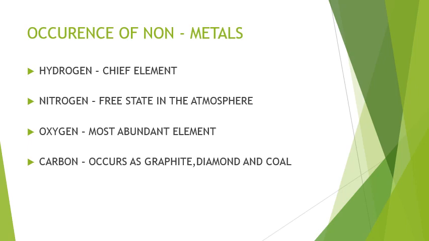Carbon. In the free state, carbon occurs as graphite, diamond, and coal. Diamond and graphite are pure forms of carbon. Coal contains 60 to 90% of carbon. In the combined state, it occurs in the atmosphere as carbon dioxide. In the earth crust, it occurs as carbonates of metals and as fossil fuels. Carbon is a central element of all living matter.